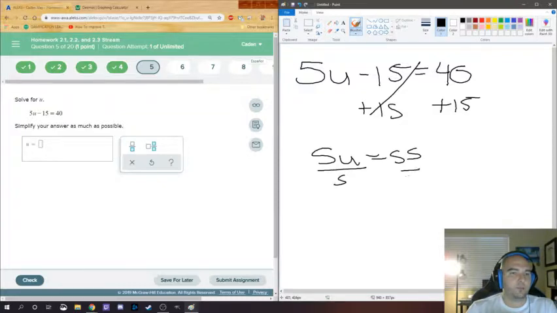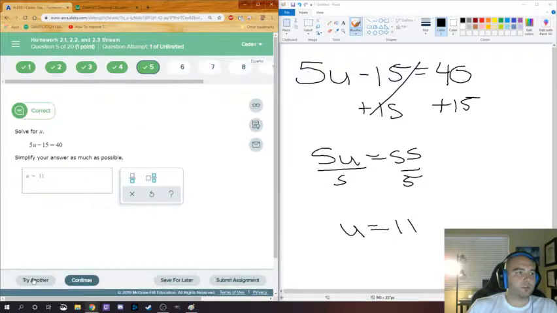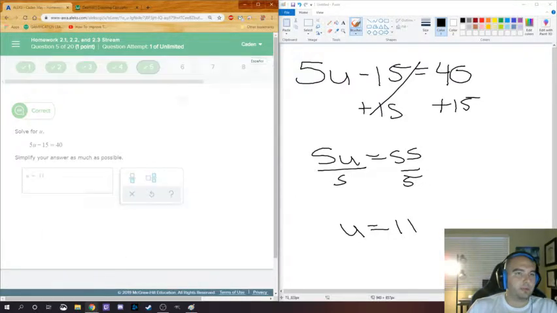I need to divide both sides by 5. Oh, sorry, I'm getting ahead of myself. I'm about to say what the answer is. I should write it first over here. u equals 11. Simple, there you go. u equals 11. So these are two-step equations. You just need to add or subtract something and then probably divide or multiply something.